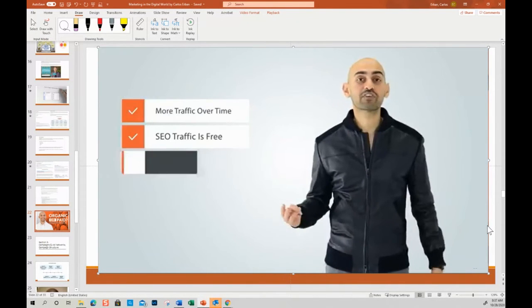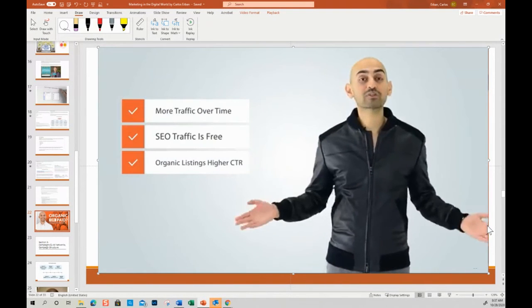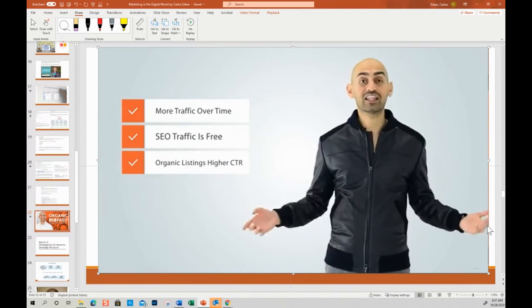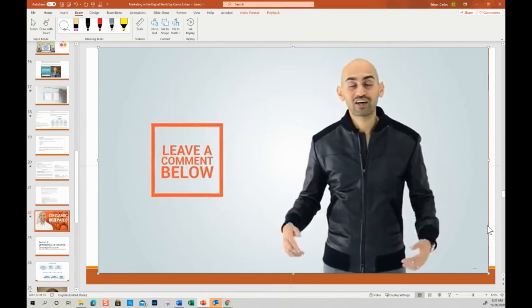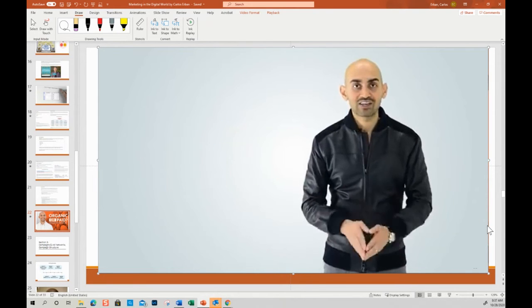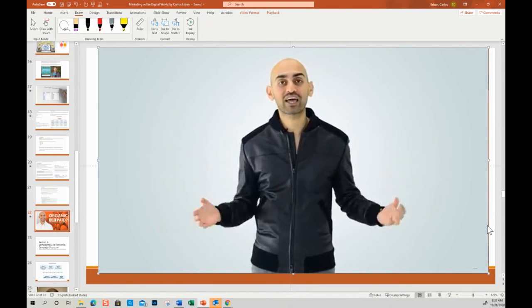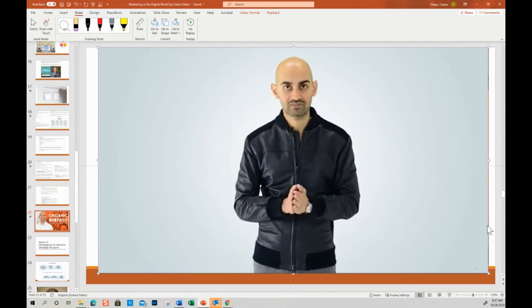And the 3rd big benefit is majority of people, when they perform a search, click on the organic listings. If you disagree with that, leave a comment and say no. And I know most of you aren't going to disagree because the data shows the majority of the traffic goes to organic listings over paid listings.